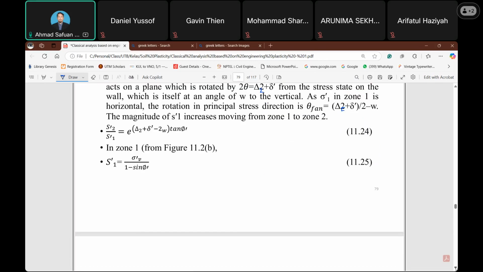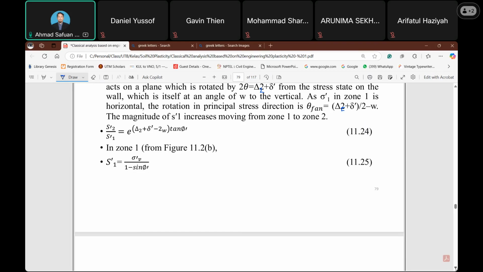Then the Kp is derived based on equation 11.27. Then 11.28 is sine delta 2 equal to sine delta over sine phi. How to get the delta 2?